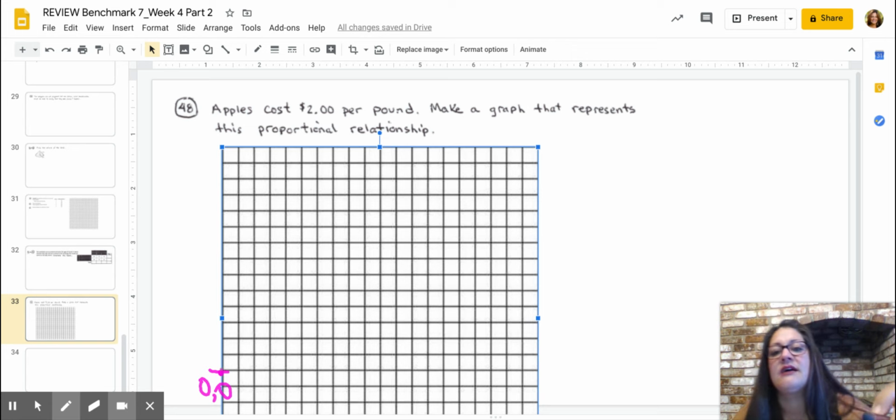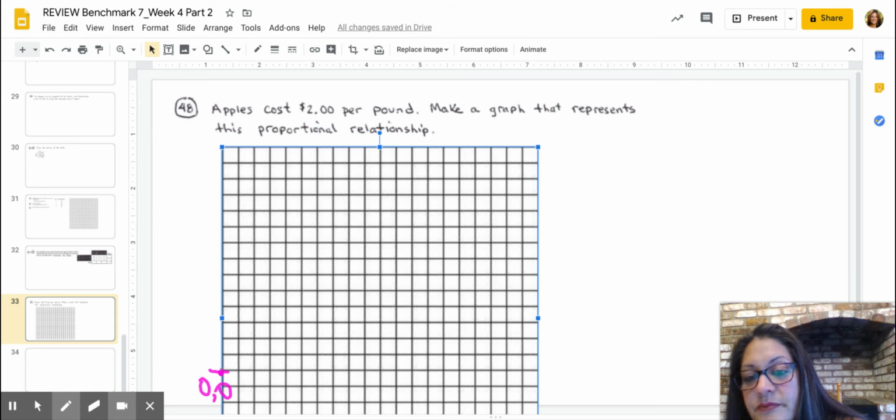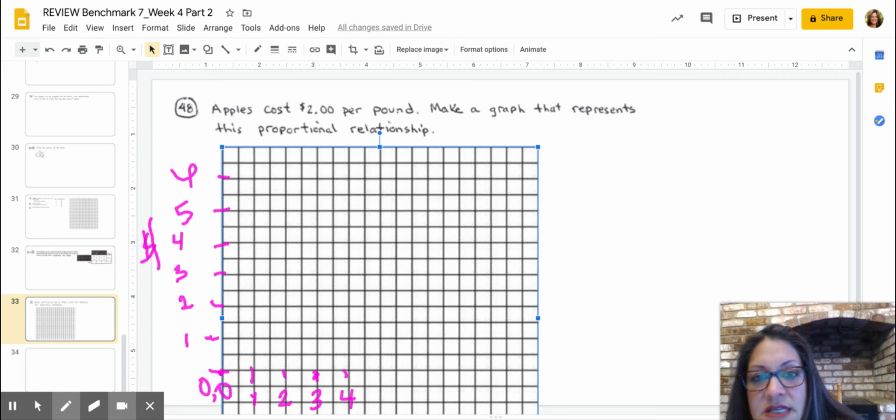Okay, so $2 per pound. So let's have our number of pounds down here. Here's 1 pound. Here's 1. Here's 2. 3. You'll see I'm skipping, making them big squares to help out my fat writing. And then we're going to go up. Cost is $2 per pound. So here is $1, $2, $3, $4, $5, $6. And down here is the pounds, or the lbs.